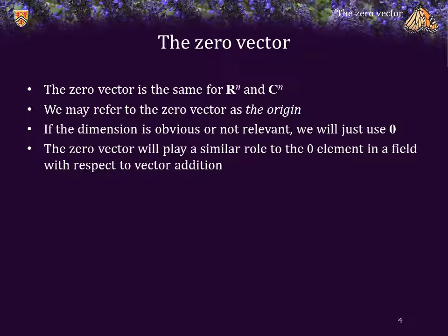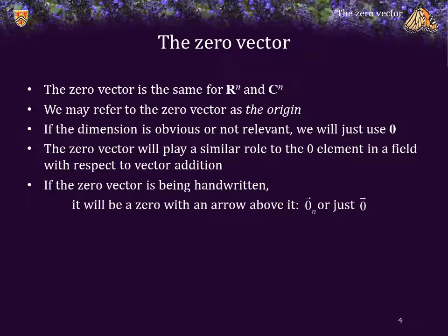The zero vector is going to play a similar role to the zero element in a field when we start dealing with vector addition. If the zero vector is being handwritten, it will be a 0 with an arrow above it. So either a 0 with an arrow with a subscript n, or a subscript 3 if it's specifically the 3-dimensional zero vector, or it just may be a 0 with a vector above it.